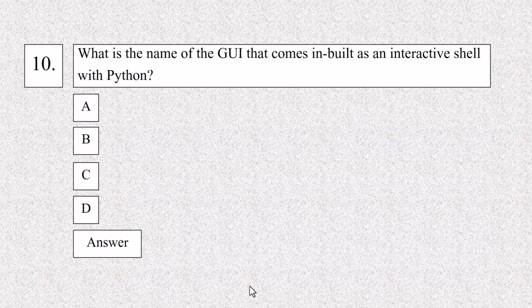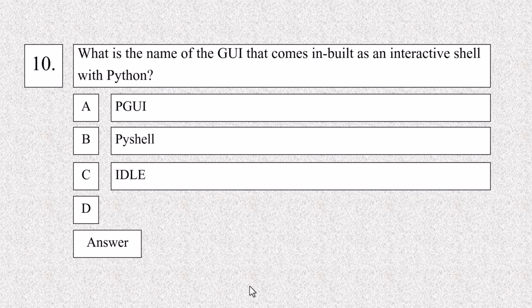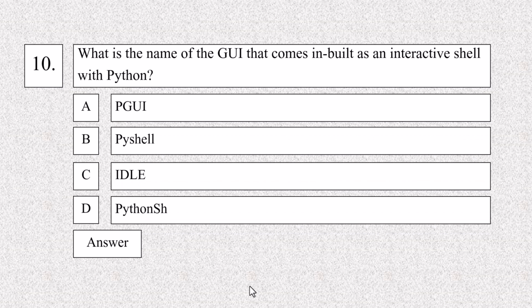Next question. What is the name of the GUI that comes inbuilt as an interactive shell with Python? Option A, PGUI. Option B, PyShell. Option C, IDLE. Option D, Python SH. So the correct option will be IDLE.